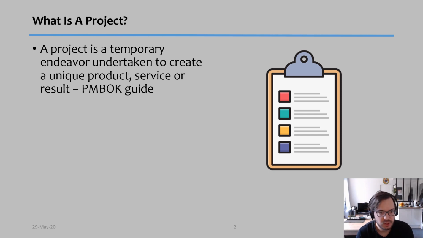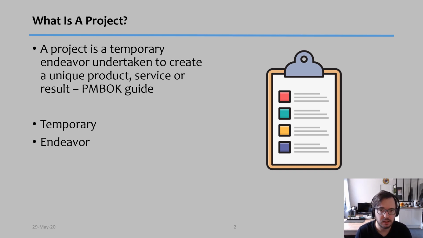Well, by definition of the Project Management Body of Knowledge Guide, a project is a temporary endeavor undertaken to create a unique product, service, or result. So there are a couple of keywords here that are important, and the first one is temporary, which means there's a beginning and an end to the project.